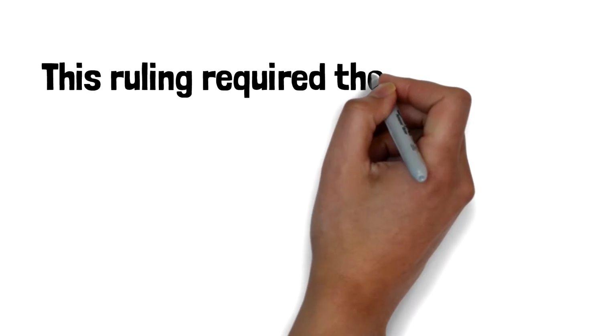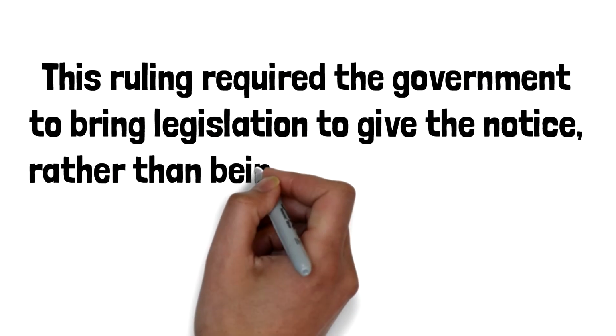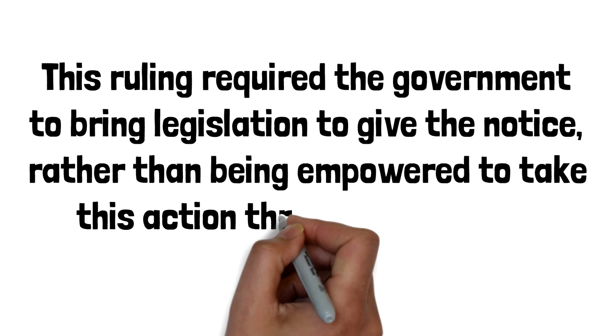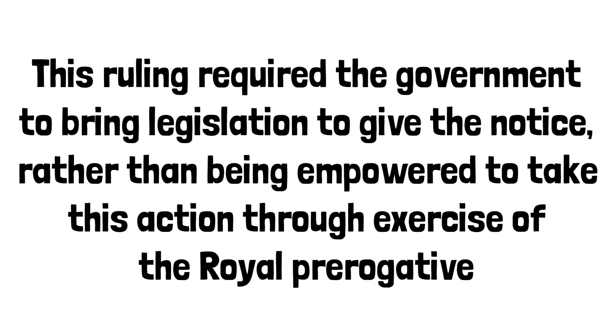So this ruling required the government to bring legislation to give the notice rather than being empowered to take this action through exercise of the royal prerogative. This is a great example of central government being held to account by the judiciary. However, the judiciary's ability to hold government to account has limits.